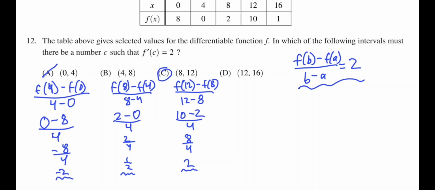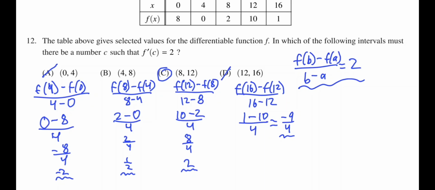And let's just test out D. We have f of 16 minus f of 12 over 16 minus 12. And now f of 16 would be a 1. F of 12 would be a 10 over 16 minus 12 would be a 4. And that gives us a negative 9 over 4, which would not be the answer. So number 12 would be C.